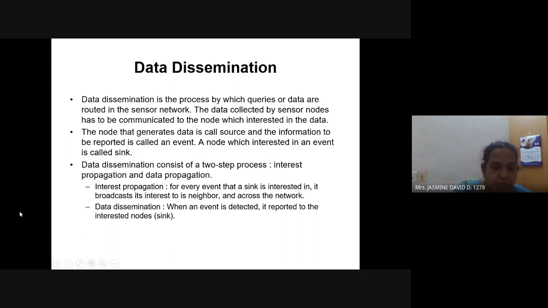Understood the difference between interest propagation and data propagation? Yes? Please respond. Jovin? Jovin is here?